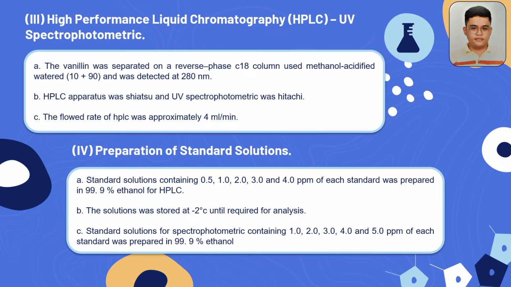Fourth is preparation of standard solutions. The standard solutions containing 0.5 until 4.0 ppm of each standard were prepared in 99.9% ethanol for HPLC. The solution was stored at -2 degrees Celsius until required for analysis. Standard solution for spectrophotometric containing 1.0 until 5.0 ppm of each standard was prepared in 99.9% ethanol.